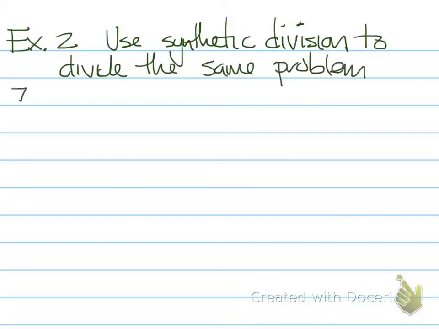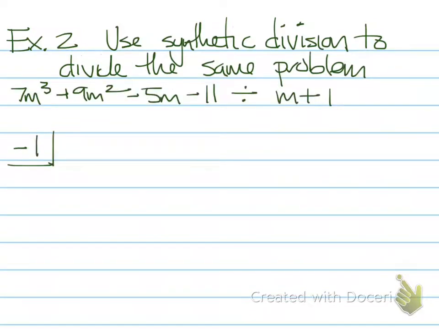All right, so this is the same problem. If we set the divisor equal to 0, we get m equals negative 1. So that is our r. Next, we're going to write down the coefficients of all the terms in our polynomial. If there are any missing terms, you need to add a 0 as a placeholder. We have an m cubed, m squared, m to the first power, and our constant, so we don't need to add any placeholders. We're going to bring down the first coefficient, which is 7.